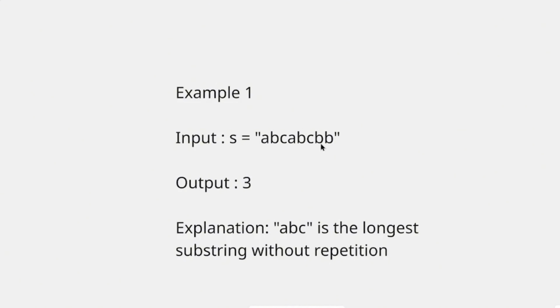But here we have only BB. So this is our longest substring, ABC. And again if we check ABCA, A is repeated, right? So ABC is our longest substring, and it contains three characters, right? So our output is 3. If we continue checking by adding more characters, we will not get more than 3. So our answer is 3.